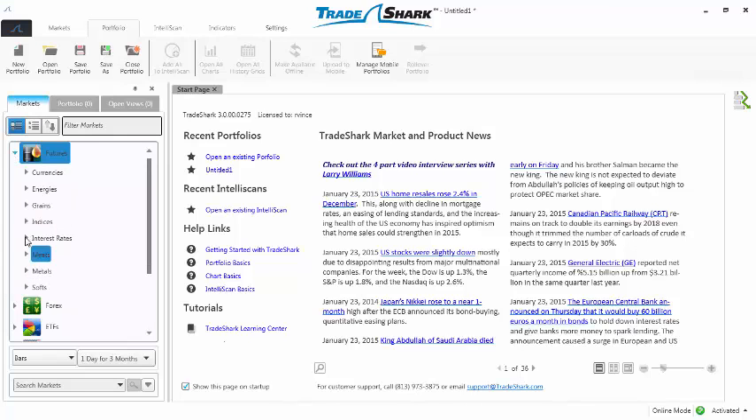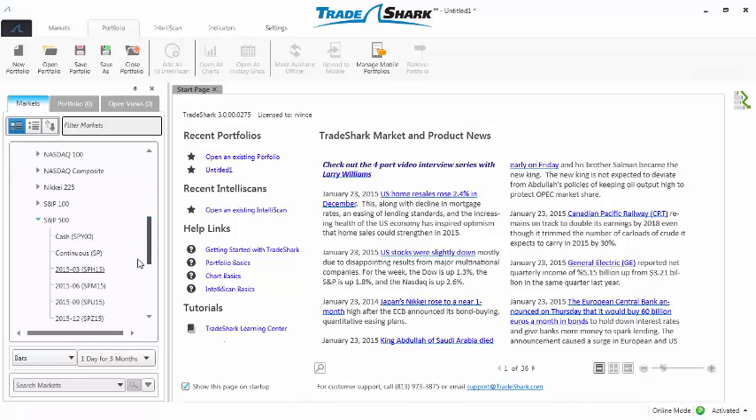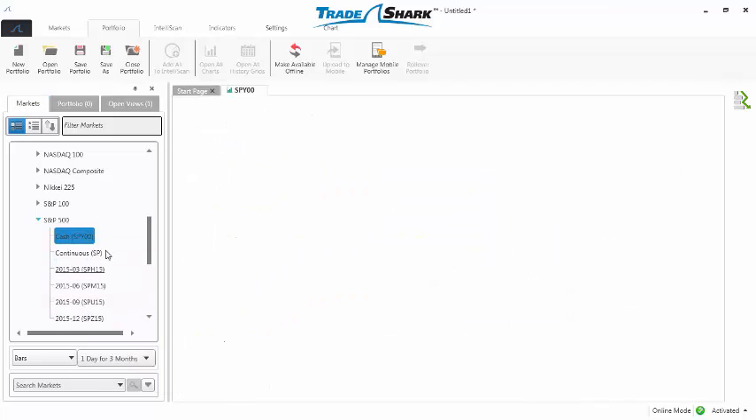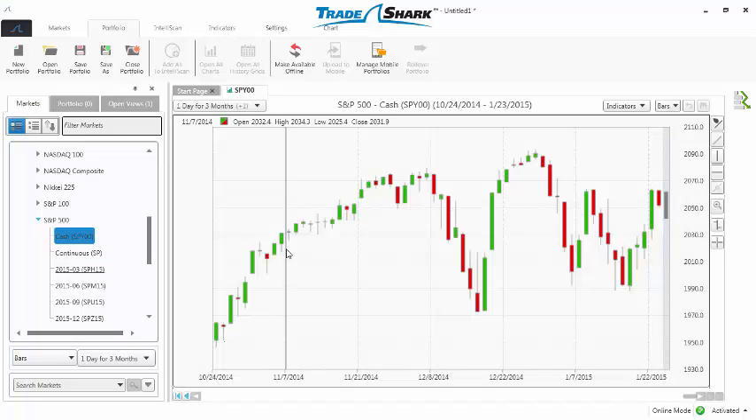Let's start with a given market. We'll start with the S&P cash. And I'm going to pick one day for 3 months, because for this indicator we need about 60 bars of back data.